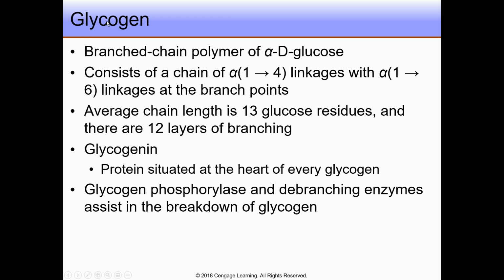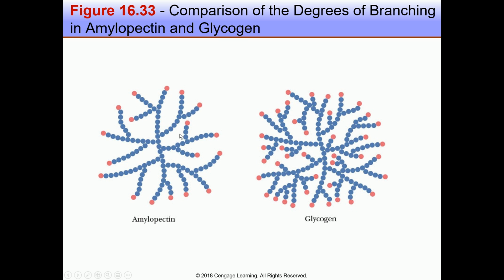So glycogen is a storage form of polysaccharide in animals. It does have branches. It consists of a chain of alpha 1 to 4 linkages with alpha 1 to 6 linkages at the branch points. This shows you the structure of amylopectin, and this is glycogen. Amylopectin is also quite branched, and similarly glycogen is also very highly branched.